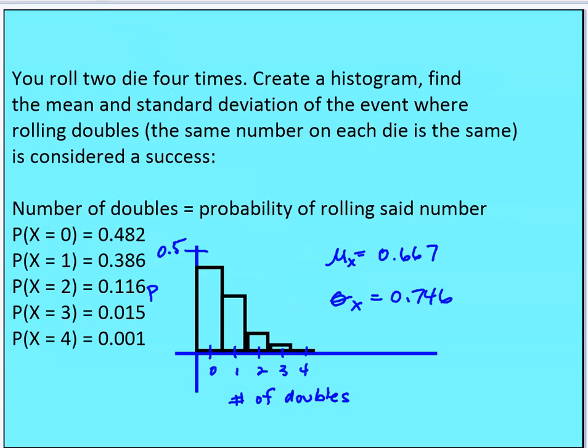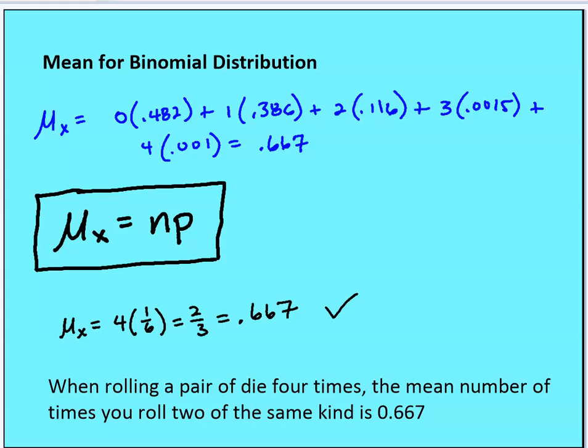All right. So then I'm going to create a histogram here. And then from this histogram, I'm going to find the mean. It's 0.667. And then standard deviation is 0.746. All right, so you should be able to calculate all these on your own. So the mean for a binomial distribution is, again, the weighted outcome: 0 successes times 0.482, 1 double 0.386, 2 doubles 0.116, 3 doubles 0.0015, 4 doubles 0.001. Total is equal to 0.667.